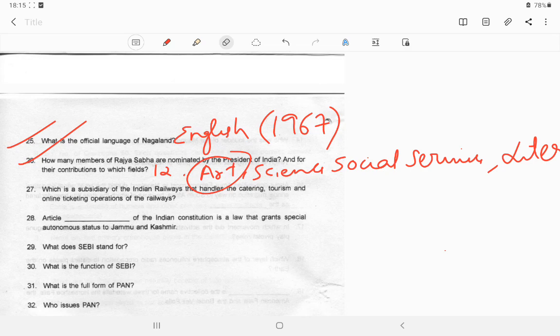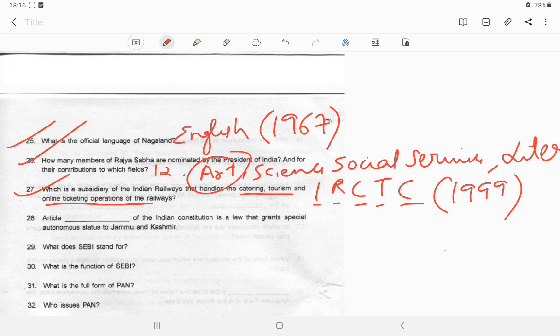What is a subsidiary of the Indian Railways that handles the catering, tourism, and online ticketing operations? You can book tickets on their site. So it is IRCTC, the Indian Railway Catering and Tourism Corporation, established in 1999.